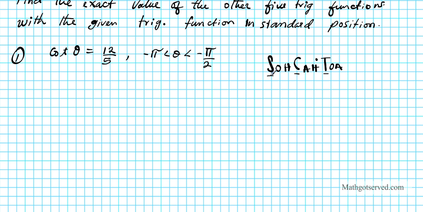So how can I transform this to match one of these? Well, I know that if cotangent theta is 12 over 5, the reciprocal of that is tan, and tan is going to be 5 over 12. From TOA, I know that the opposite is the numerator, so 5 is the opposite. And the denominator is the adjacent, so 12 is the adjacent. Let's draw a triangle in this quadrant in standard position with the opposite of 5 and the adjacent of 12.